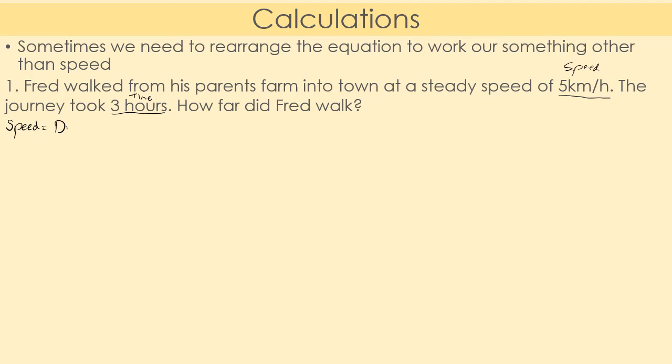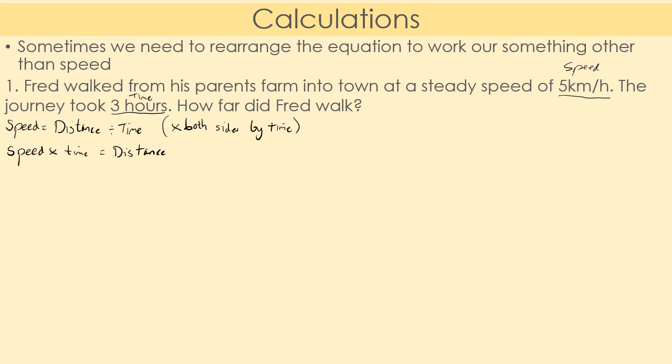Speed equals distance divided by time. I'm looking at this and going, I need to rearrange it to make distance the subject. To do that, I'm going to multiply both sides by time. And that will give me speed times time equals my distance.